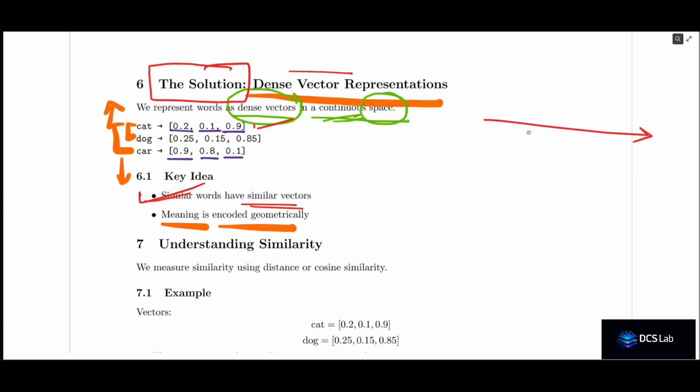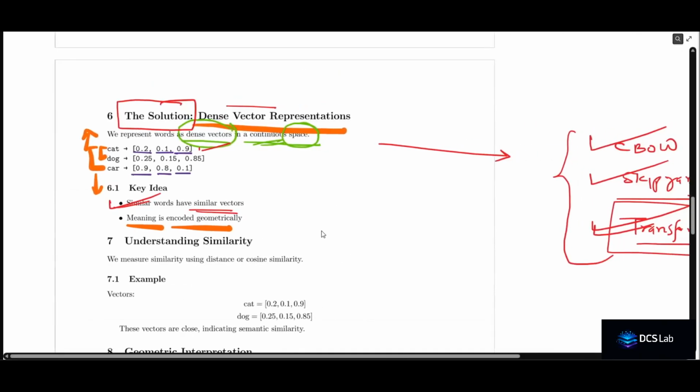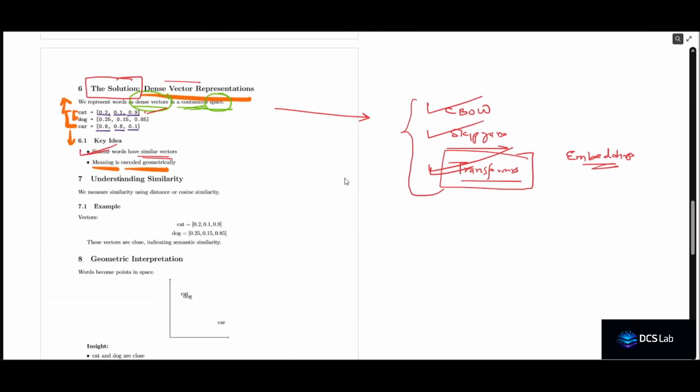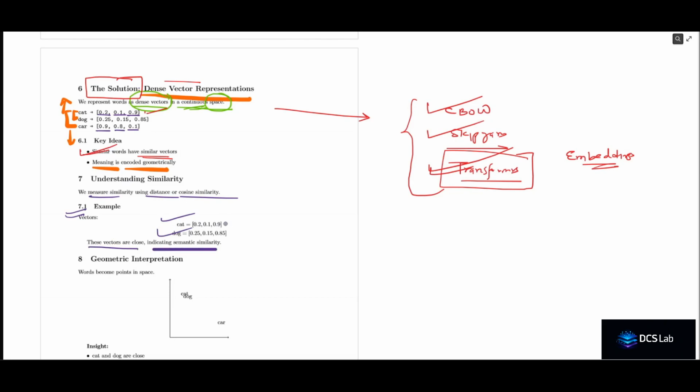I'll also show this in the next video, which I'll be creating, about how the meanings are captured. Because if you see, words with similar meanings will be very close in the vector space, right? So if you understand similarity right now, we measure it using distance or cosine similarity. How do you find the similarity between two vectors? Say I have vectors cat and dog, same thing that we discussed here. These vectors are very close, indicating a semantic similarity, because when you do the dot product between these two vectors, the similarity score will be very high, and hence it indicates that they are very similar to each other.